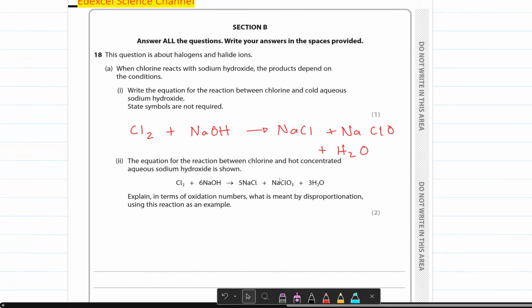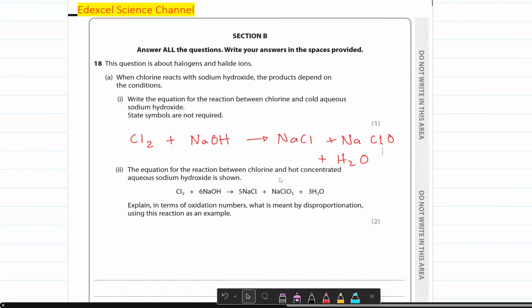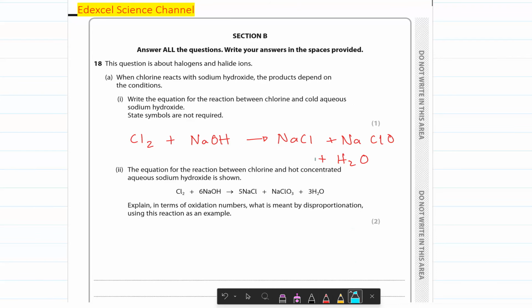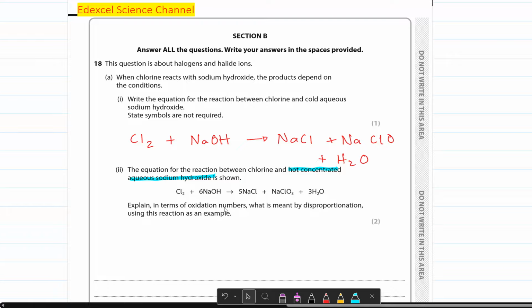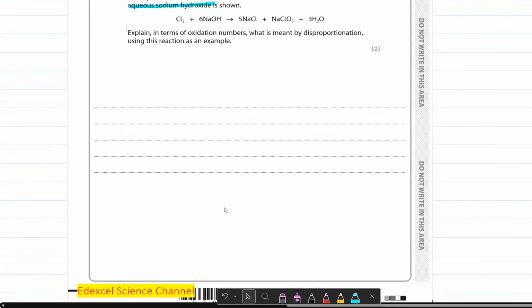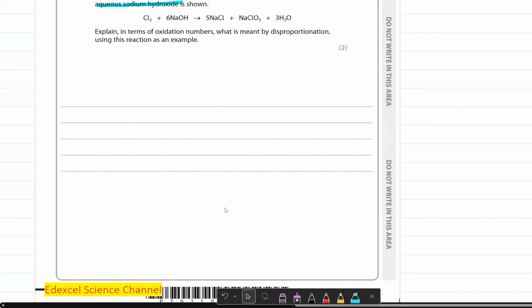Now, the equation for the reaction between chlorine and hot concentrated aqueous sodium hydroxide is shown. Okay, so as we can see, when chlorine reacts with hot and concentrated alkali, it produces the same salt and water, but the halate ion is different. Now this is halate 5 ion. Explain in terms of oxidation numbers what is meant by disproportionation using this reaction as an example.